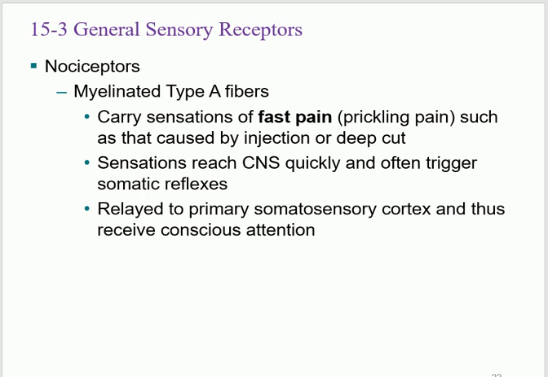Nociceptors, the pain receptors. What kind of nerve do they use? Do you guys remember this? Type A, type B, type C. Myelinated, large diameter. So what are the nociceptors, or the pain receptors, using? They use type A, the best one, especially for prickling pain.